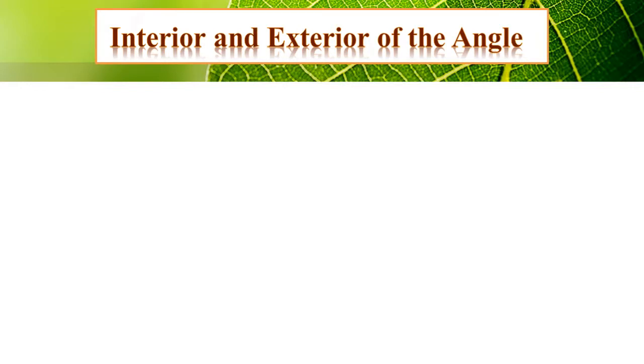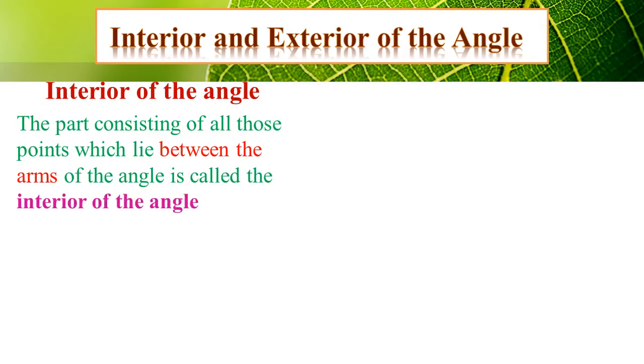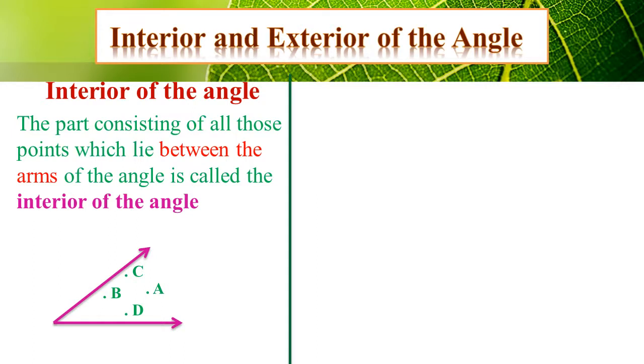Interior and exterior of the angle. First one, interior of the angle. The part consisting of all those points which lie between the arms of the angle is called the interior of the angle. Look at this picture. Here A, B, C, D. These points lie between the arms. So we can say that this is the interior of the angle.